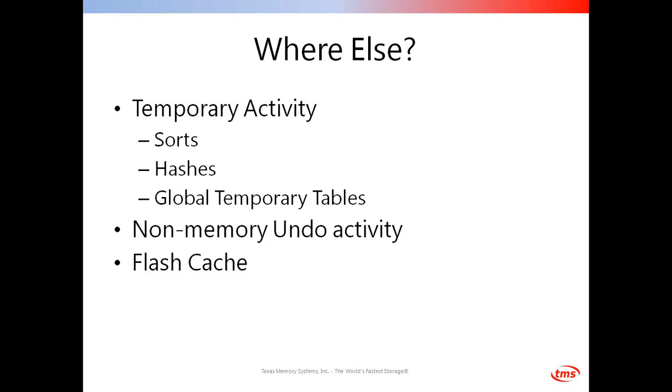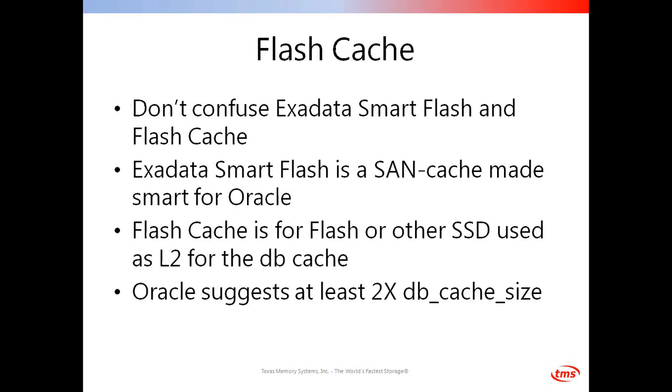Now, another place that performance is going to be important that involves writing is, of course, getting into the flash cache. Flash cache itself is actually two things that Oracle calls flash cache. There's the Exadata Smart Flash, and then there's the DB Flash Cache. The Exadata Smart Flash is a SAN cache made smart for Oracle. It sits down on their Exadata storage cells, and it forms a read-only cache. Of course, that memory can also be used as a LUN if you want to carve it out that way, but Oracle really doesn't recommend that.